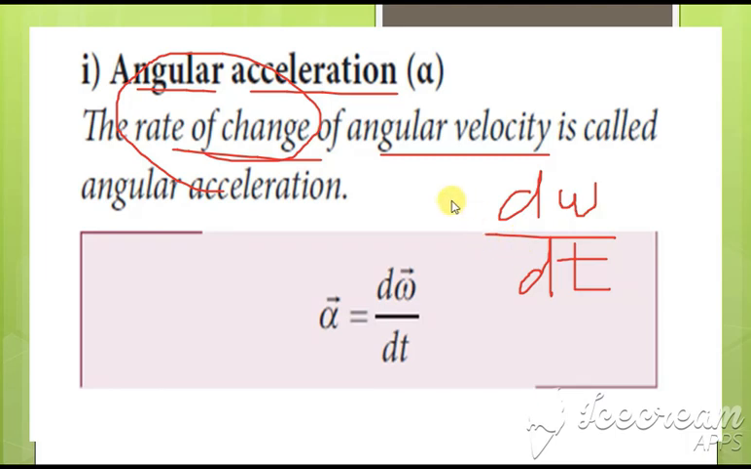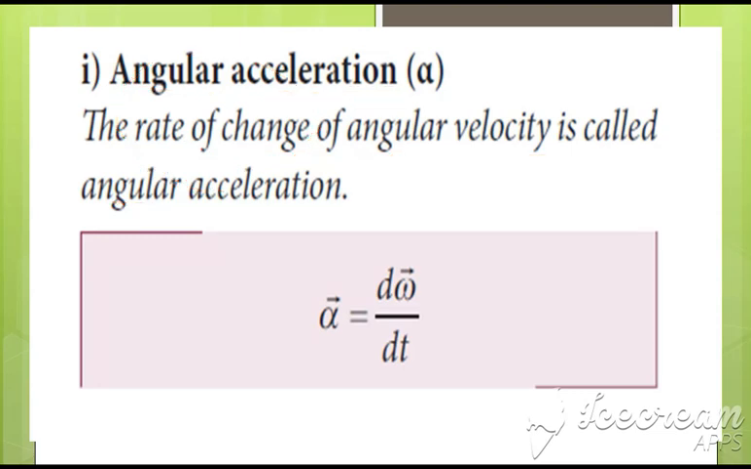Okay, so that gives your angular acceleration, that is called the angular acceleration. So alpha is equal to d omega by dt. So this is your angular acceleration. Yes, clear? So next, we are going to see the next term, that is called tangential.